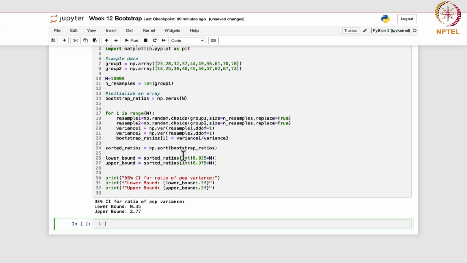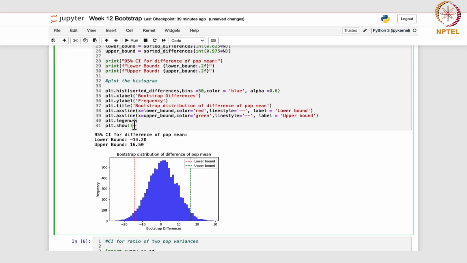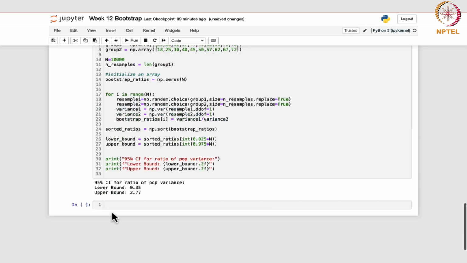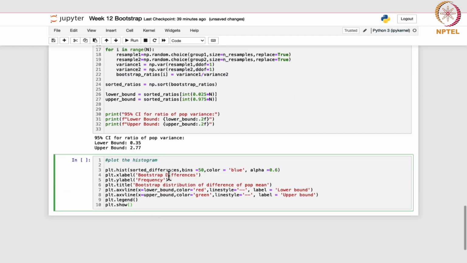We can again find the histogram. We can make the histogram over here. For that we would just use the same command. So here it will be sorted ratios, because we have stored the bootstrap ratios arranged in ascending order in this. Again here it would be bootstrap ratios, bootstrap distribution of ratio of population variances. The rest of the things would remain the same.